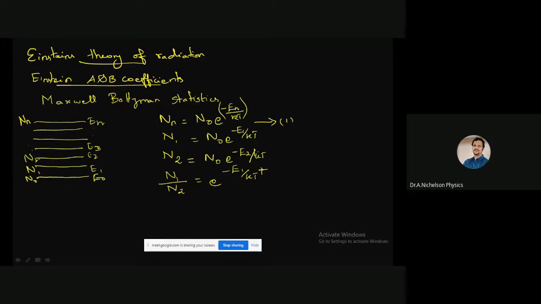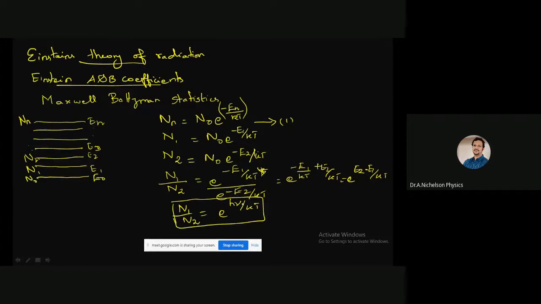The exponential of, if you want, I will write one more step. Exponential of minus E2 by kT. So you can write exponential of minus E1 plus E2 by kT. So that is e power minus (E2 minus E1) by kT, where E2 minus E1 is common. So what is E2 minus E1? This E2 minus E1 is equivalent to the energy of a photon. So you can write e power h nu by kT. So N1 by N2 is equal to exponential of h nu by kT. So keep this in mind.